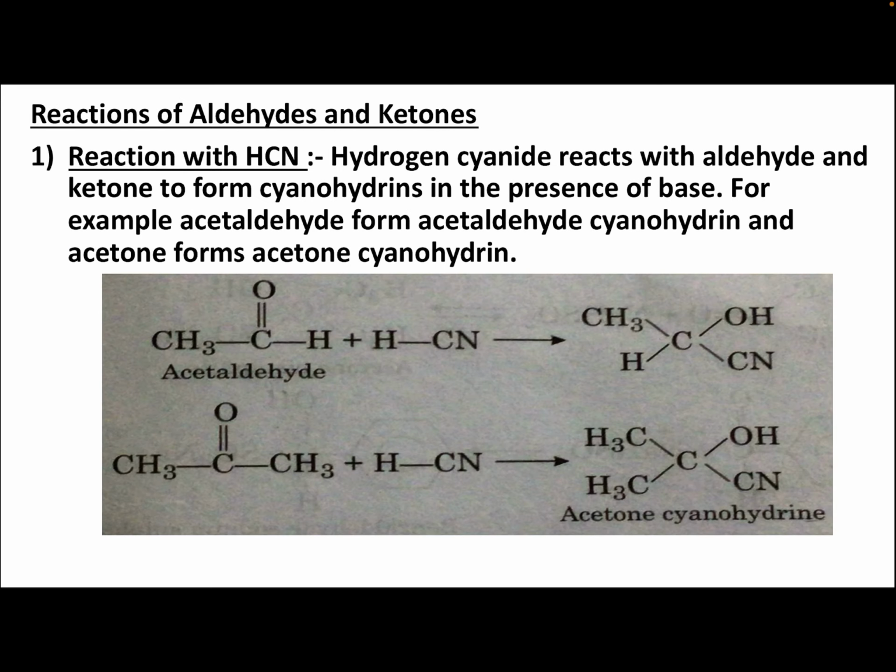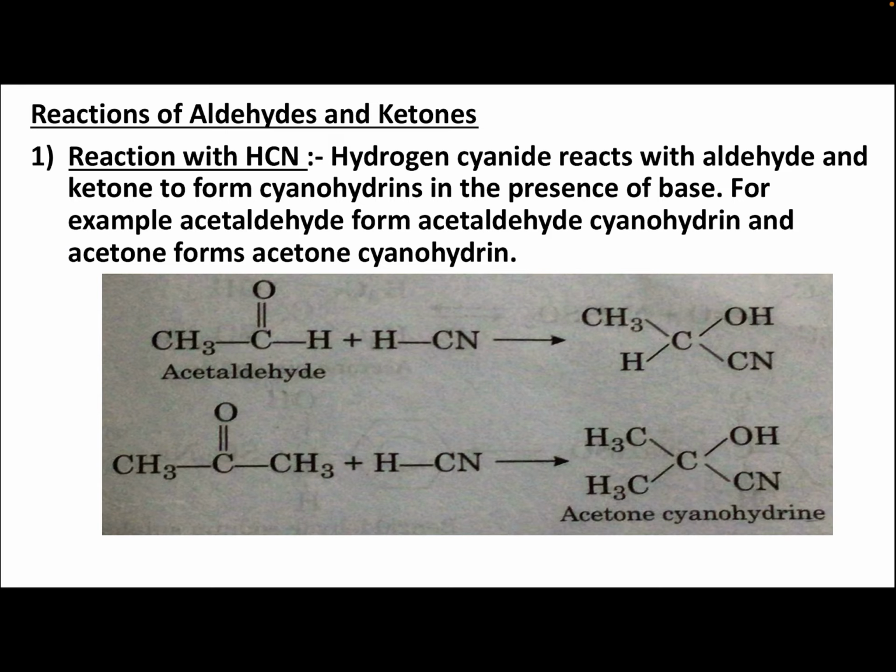Now reactions of aldehydes and ketones. Reaction with HCN. Hydrogen cyanide reacts with aldehyde and ketone to form cyanohydrins in presence of base. For example, acetaldehyde forms acetaldehyde cyanohydrin and acetone forms acetone cyanohydrin. So in the first example, CH3C double bond OH, this is known as acetaldehyde, plus HCN hydrogen cyanide gives acetaldehyde cyanohydrin. Cyanohydrin means cyanide group and OH group is on the carbon along with CH3 and H. So it is known as cyanohydrin. So if the organic species contains cyanide group and OH group, then they are known as cyanohydrins.